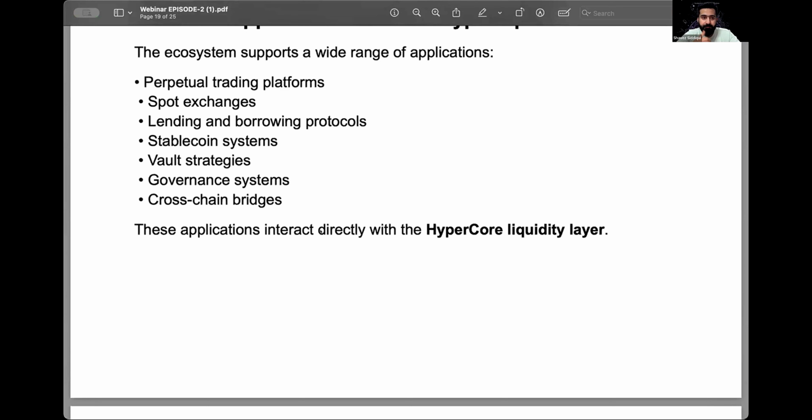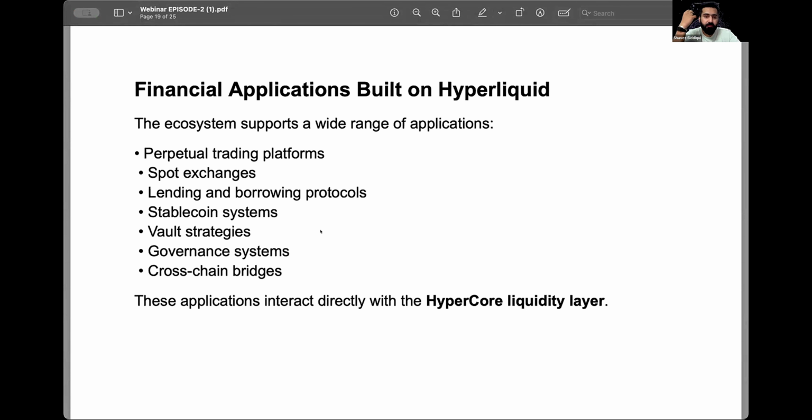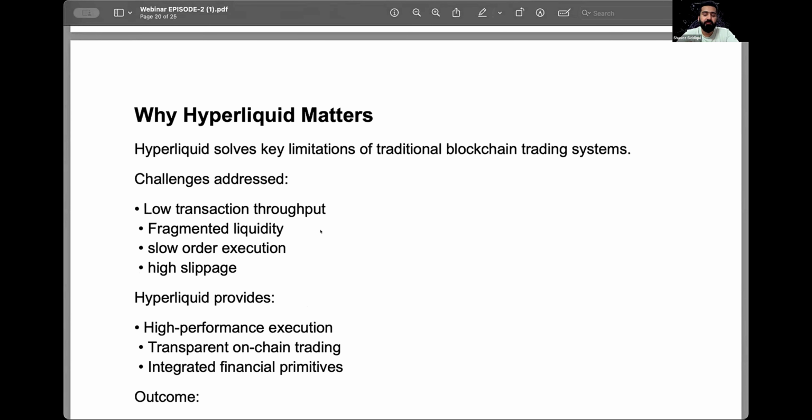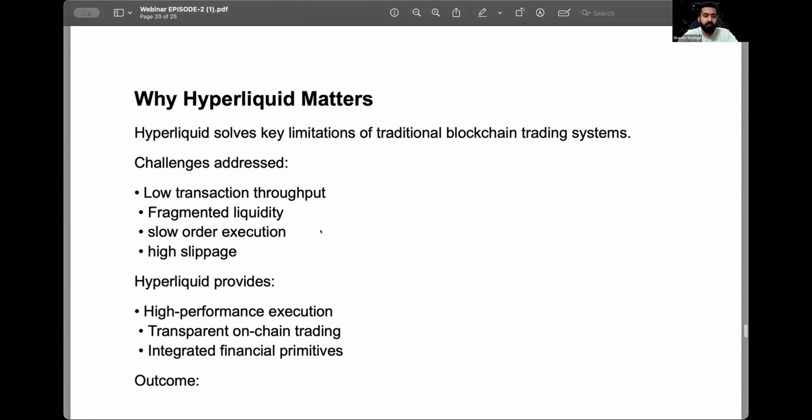So the ecosystem supports a wide range of applications: perpetual trading platforms, spot exchanges, lending and borrowing protocols, stablecoin systems, vault strategies, governance systems, cross-chain bridges. And these applications interact directly with the HyperCore liquidity layer. Why Hyperliquid matters? Hyperliquid solves key limitations of traditional blockchain trading systems.